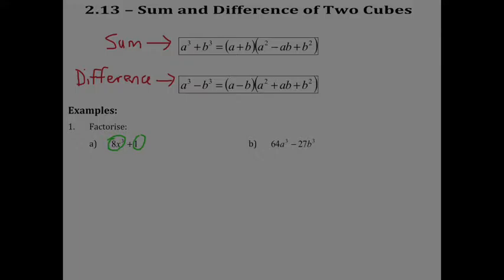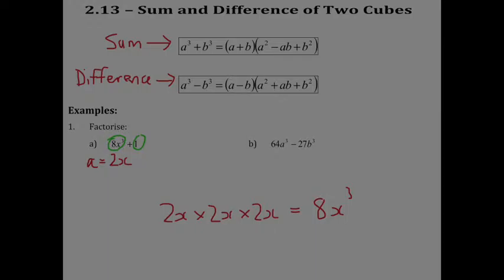So for this one, the first part, which is always classified as A, what do you multiply by itself 3 times to get 8x cubed? Well, I know that 2 times 2 times 2 is 8, and x times x times x is x cubed. So A is in fact 2x, because, and let's just write this bit down here, 2x times 2x times 2x, 2 times 2 times 2 is 8, x times x times x is x cubed. That gives me the 8x cubed that I want.